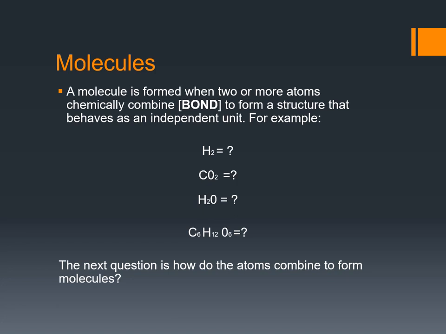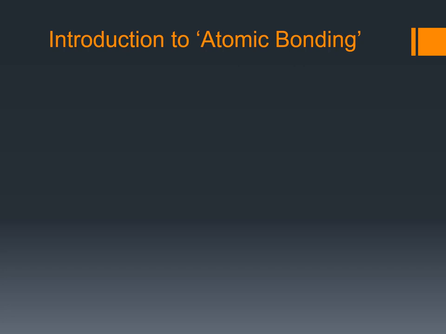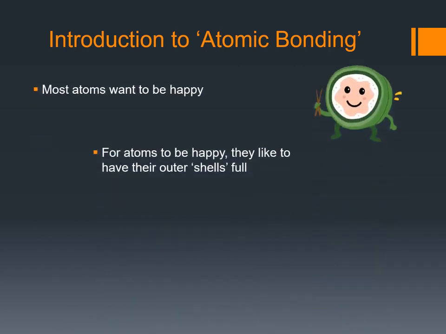So how do they join together, and why do they join together? Well, there are 2 different ways that atoms can join together. The first is ionic bonding, and the second is covalent bonding. So let's have a look at the introduction. Most atoms want to be happy. For atoms to be happy, they like to have their outer shells full.